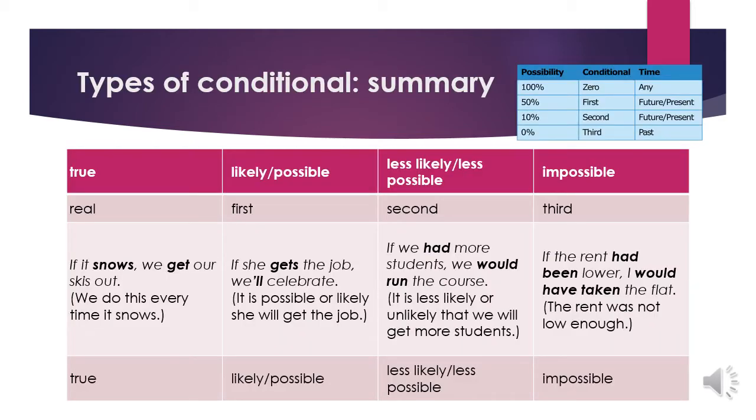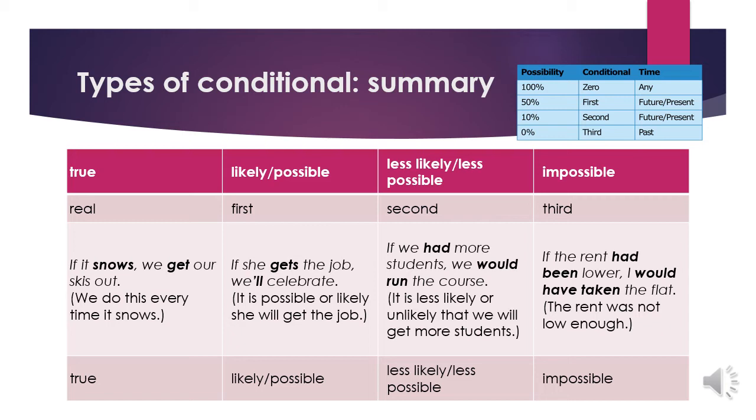Types of conditional. Summary. The table shows how the main types of conditionals relate to one another. The first column, true, real conditional or zero conditional. If it snows, we get our skis out. We do this every time it snows.